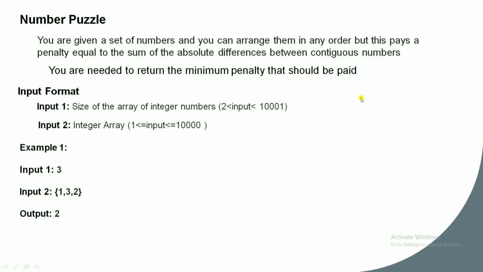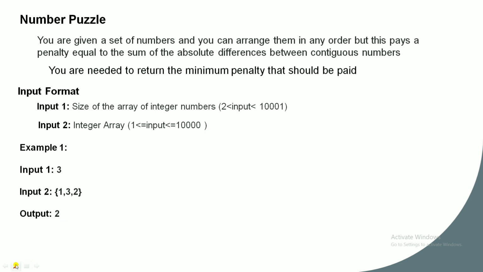Okay, so what is the question saying? The question is saying that there is an integer array, and you have to return the minimum penalty. What is the minimum penalty here? The minimum penalty is the minimum sum of the absolute differences between contiguous numbers. Here is an example. Input 1 is 3, which is the size of the integer array, and input 2 is the integer array 1, 3, 2. Let me tell you what the question is saying and how to solve it.